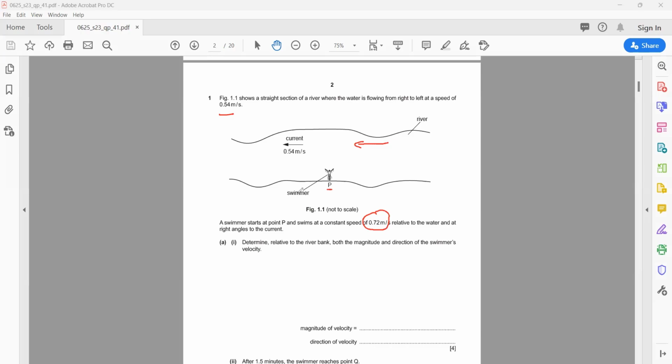Now see here. So this is the direction of the water. For example, water is flowing like this, and then the person is swimming like this. So in which direction will he go? For that we have to find it. So this is 0.54 and this is 0.72. So now the resultant vector is this one.